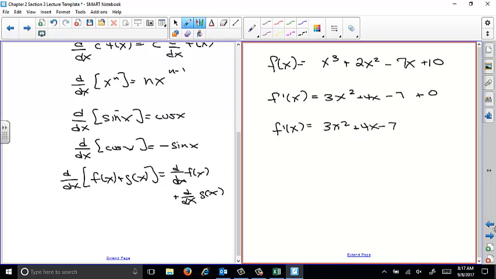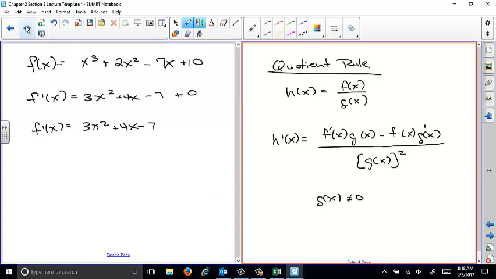So if you have a third order polynomial, the derivative is a second order polynomial. If you have a seventh order polynomial, the derivative is a sixth order polynomial. Every time you take a derivative, the polynomial decreases by an order and your constant drops off. Okay, so let's move on here.